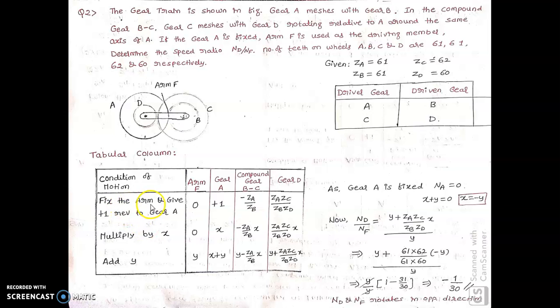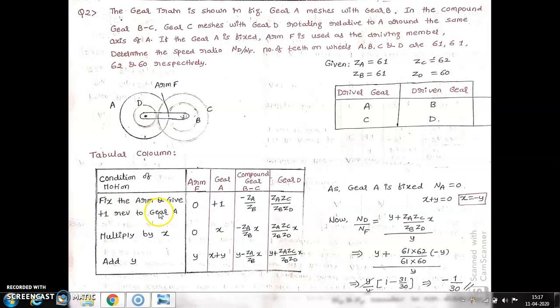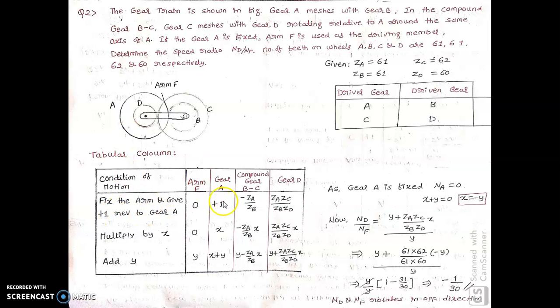Again, fix the arm and give +1 revolution to gear A. So what will happen? Fixing the arm means it becomes again a simple and compound gear train. So arm F is 0 and gear A makes 1 revolution. This is the given. It means we are assuming that we are giving +1 revolution to gear A. Now, how does compound gear BC rotate?